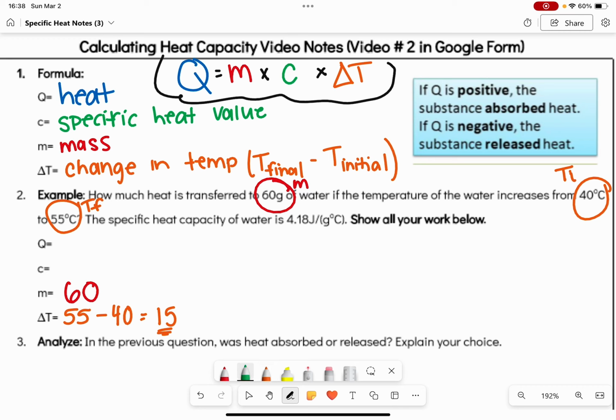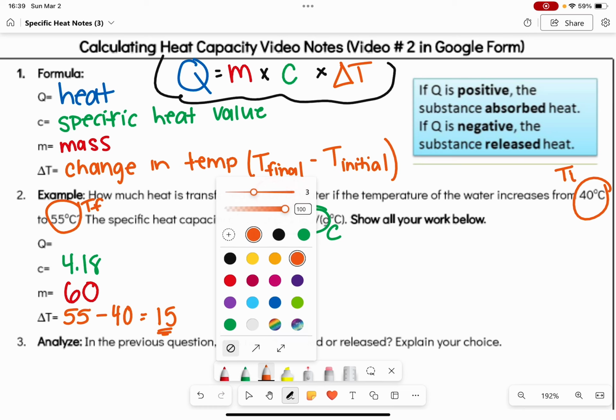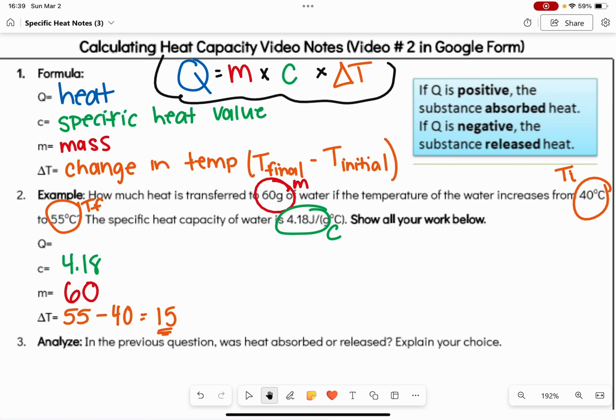And then the last number they gave us is the specific heat capacity. So 4.18, that is C, the specific heat value. So I'm going to write that for C. And then what we're looking for is how much heat is transferred. So that is Q. I meant to write a question mark.